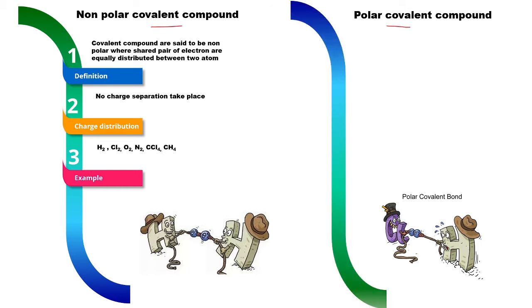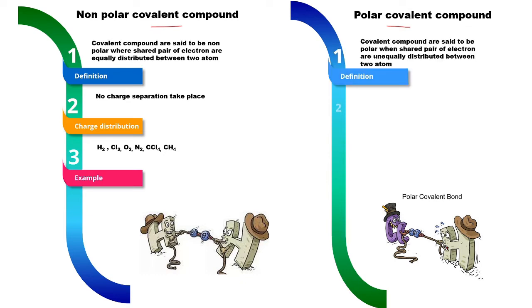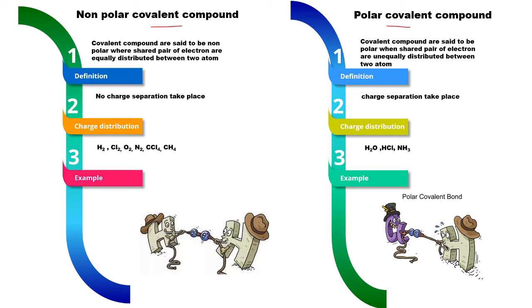But when we are dealing with polar covalent compounds, one of the combining atoms will be slightly more electronegative than the other, due to which it will have a tendency to pull electrons towards itself. Thus, as it pulls electrons towards itself, it will develop a certain negative charge, and the other combining atom will have a slight positive charge. So there exists a slight charge separation. The examples of polar covalent compounds are water, HCl, and ammonia.